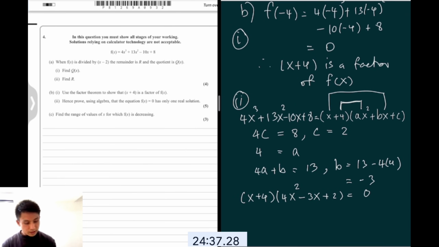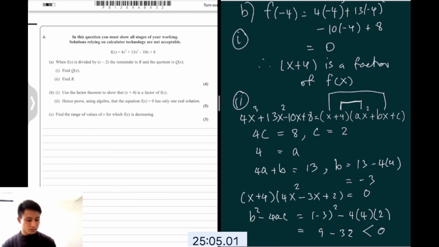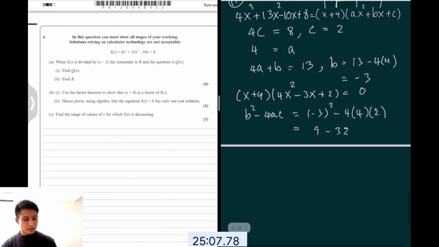And then we check the discriminant of the quadratic because if we aim to show that there is only one real solution, which must be from the x plus 4, the quadratic factor does not have any real solution. That means we just do the discriminant. So b squared minus 4ac is equal to minus 3 squared, that's 9, minus, well, that must be more than 9, that's 32. Equals minus 23, and less than 0. So discriminant being less than 0, no real solution.